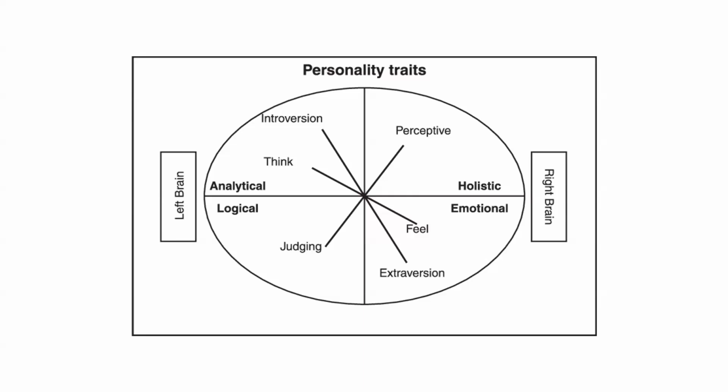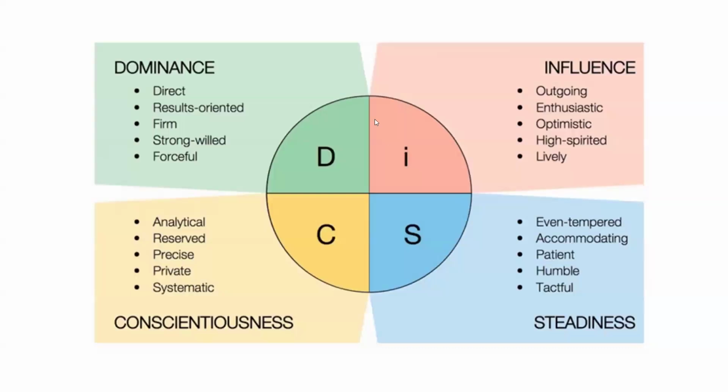Logical and extraversion mean judging. Introversion. Like that you can see, feel, think, judging, perspective, think, logical, analytical, holistic, logical, emotional. We know logically we can understand, but emotionally we can't bear up sometimes. So in this way also it is described in the web.